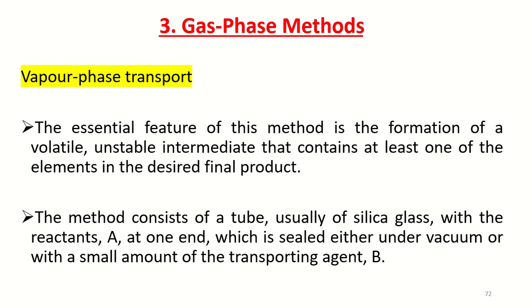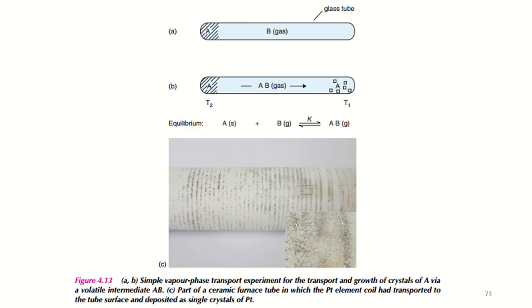The method consists of a tube, usually of silica glass, with reactants A at one end, which is sealed under vacuum, or with a small amount of the transporting agent B. This is the method shown in diagram A. It actually consists of a tube, usually made up of silica glass, with reactant A at one end, and the end is sealed either under vacuum or with a small amount of transporting agent B. This is shown in diagram A.